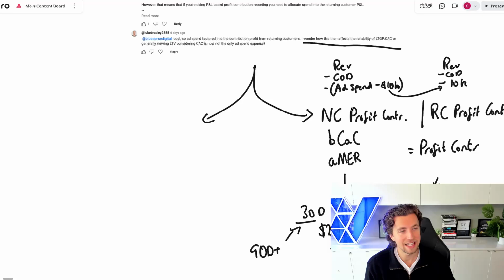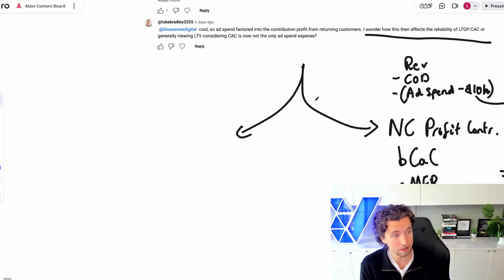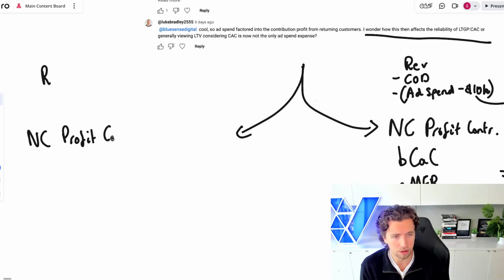Now, what is the second approach? This is actually the more complex approach. So if you thought that was complex, this is where it gets a little bit more complex, which is we've still got the same two metrics that we're looking at. So we've got new customer profit contribution, and we have returning customer profit contribution.